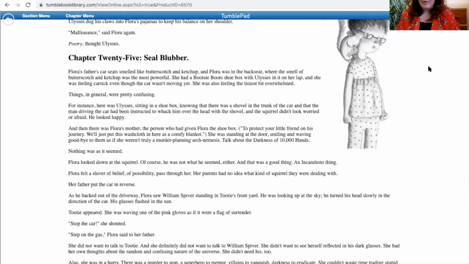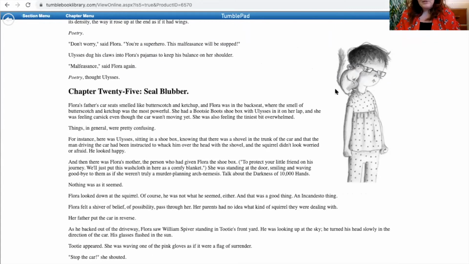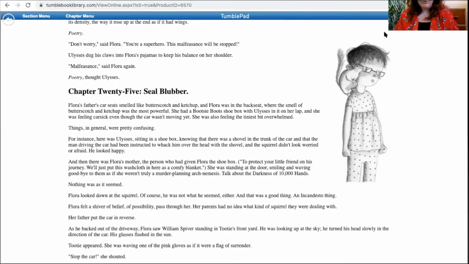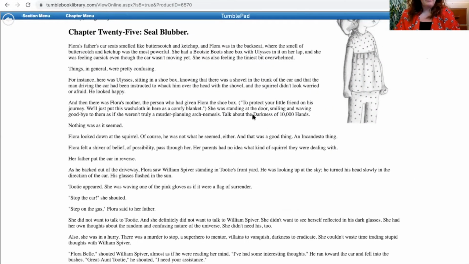Myself, you can still see them. But right in between these two chapters, we have Flora with Ulysses on her shoulder. Flora looks angry. She's obviously thinking about malfeasance. And Ulysses looks nice and dreamy, and he's over there thinking about poetry. Okay, chapter 25, Feel Blubber.